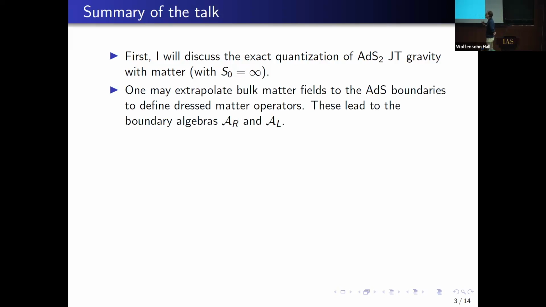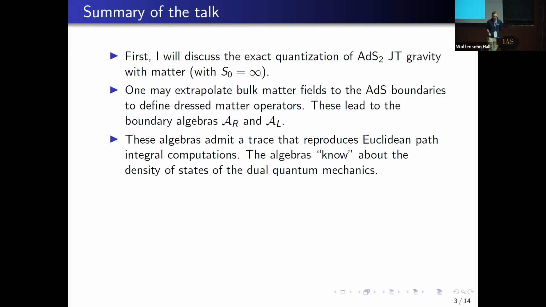And the basic idea is that one can extrapolate bulk matter fields to either the left AdS boundary or the right AdS boundary, and these will define dressed matter operators. These dressed matter operators can be used to define boundary algebras A_R and A_L. And these algebras admit a trace that reproduces Euclidean path integral computations. In particular, the algebras know about the density of states of the dual quantum mechanics.